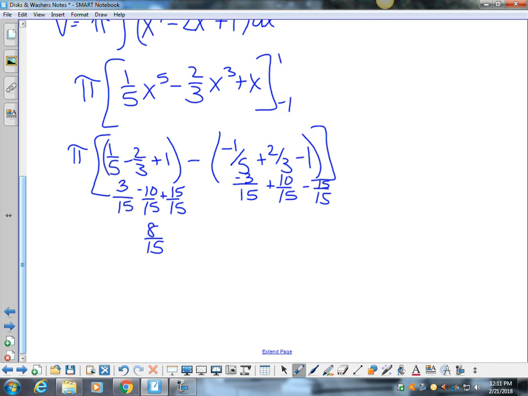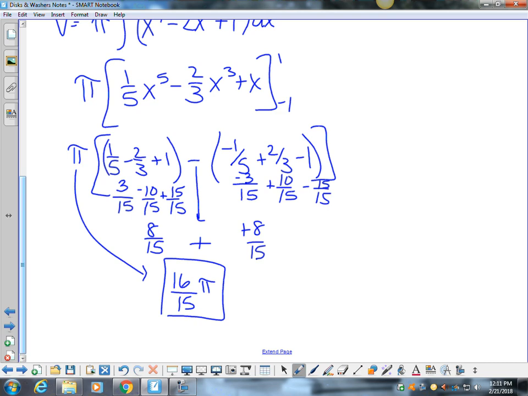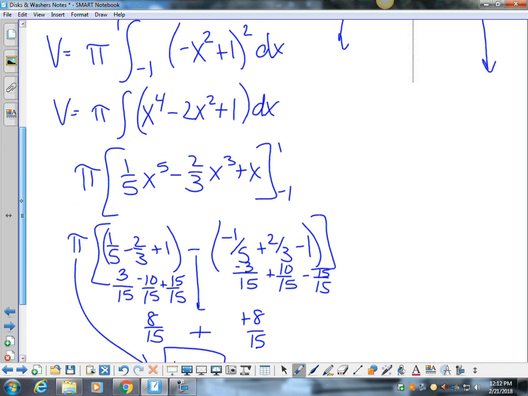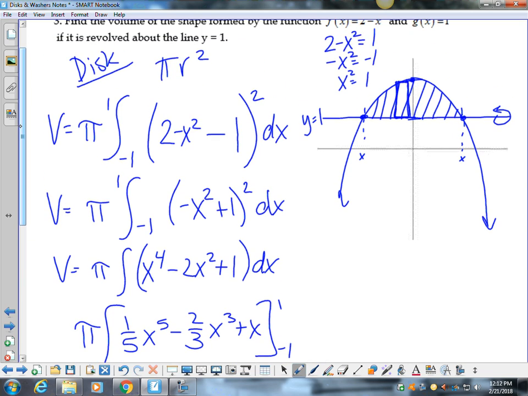And that's going to give me a negative 8. And then I bring down that minus. So 16/15, and then don't forget the pi. Okay, so this one was different because the axis of rotation wasn't on the x-axis.